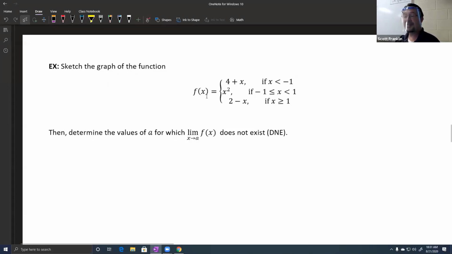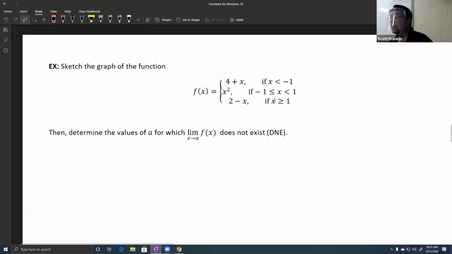So this says that the output of a function, f of x, is 4 plus x whenever the input is less than -1. It's x squared when the value is between -1 and +1, including -1. And 2 minus x if x is greater than or equal to 1.